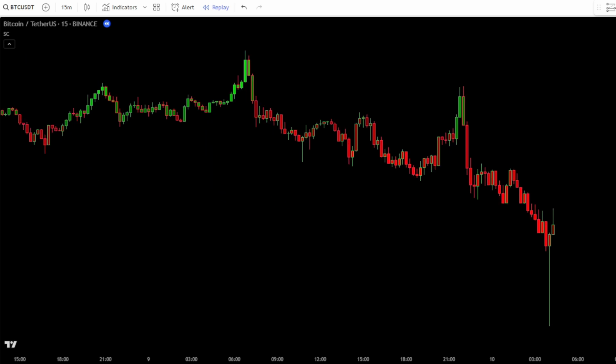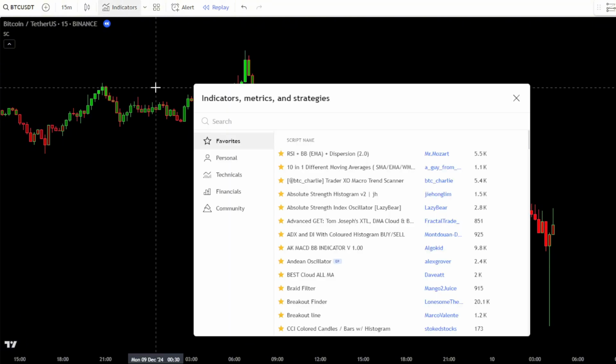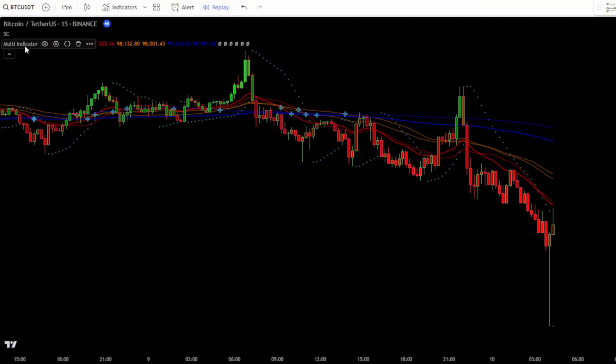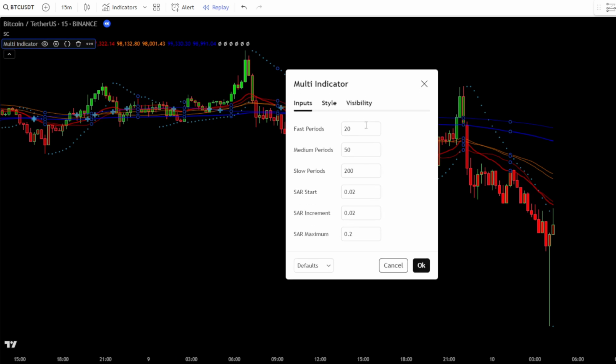Let's continue. Now, insert the second indicator that will be used in this trading strategy. Go to the Indicator Search tab and then type in Multi-Indicators MA, EMA, Parabolic SAR. Then, simply select Multi-Indicators MA, EMA, Parabolic SAR by Fakri. After that, make adjustments to this indicator. In the Input tab, change the medium period's value to 100. Then, change the slow period's value to 200.